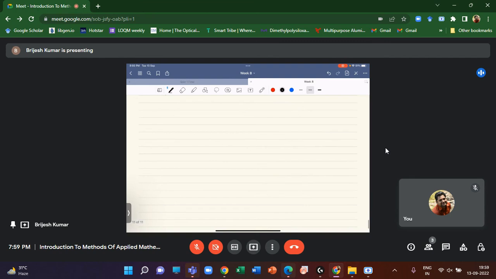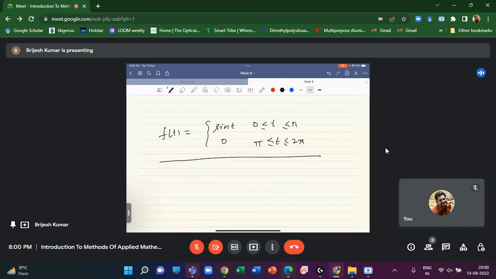If you want to do some question, you can solve like this: f of t is equal to sine t, 0 from pi to 0, and t is 2 pi and greater than pi. Okay, or we will do this series in the next class.